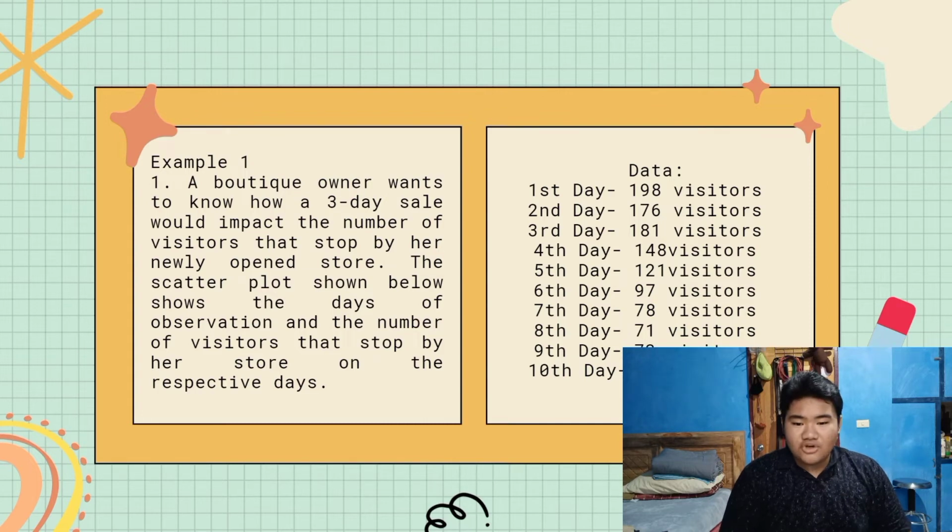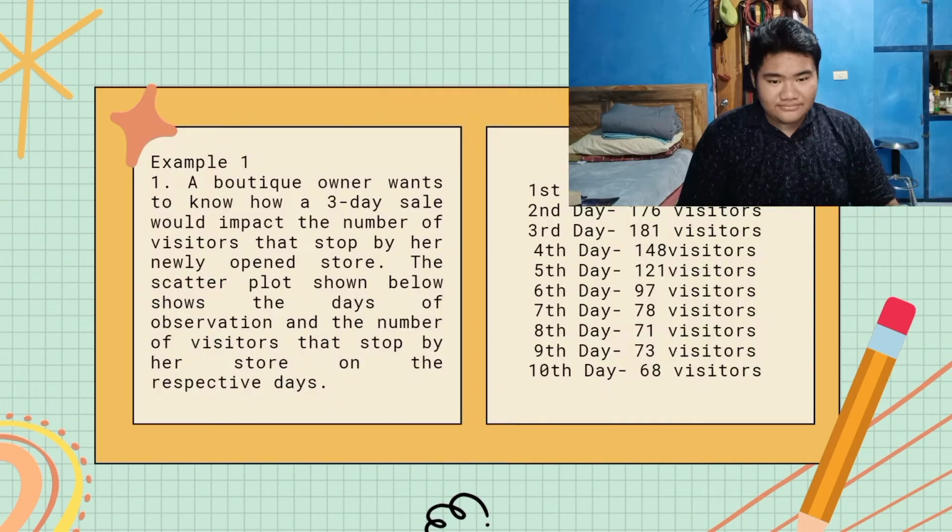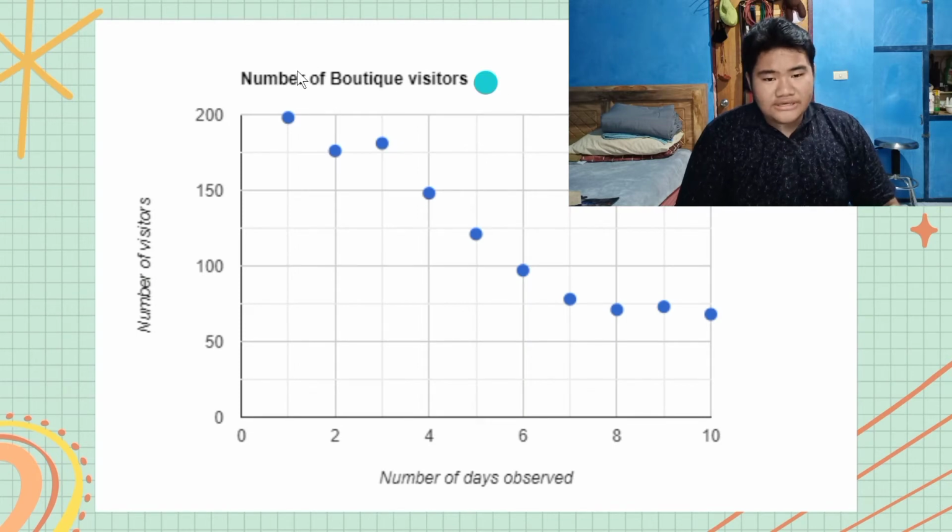The scatterplot shown below shows the days of observation and the number of visitors that stop by her store on the respective days. With the given data, we can identify that the X values are days while the Y values are the number of visitors. If we were to plot it into a graph, as shown here, we are to see a certain relationship or linear pattern.